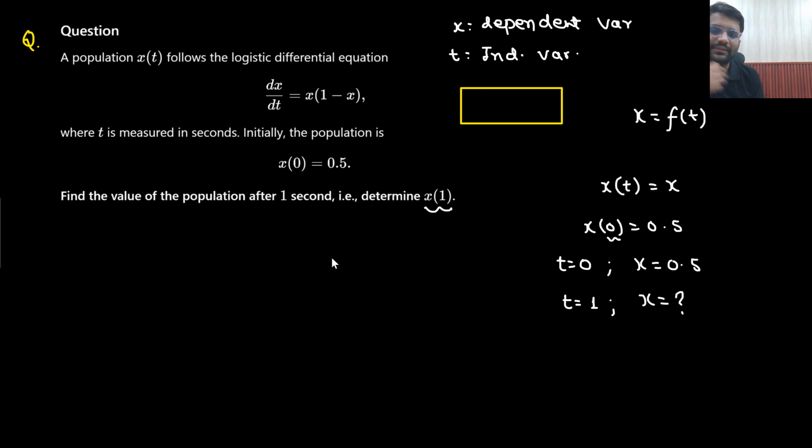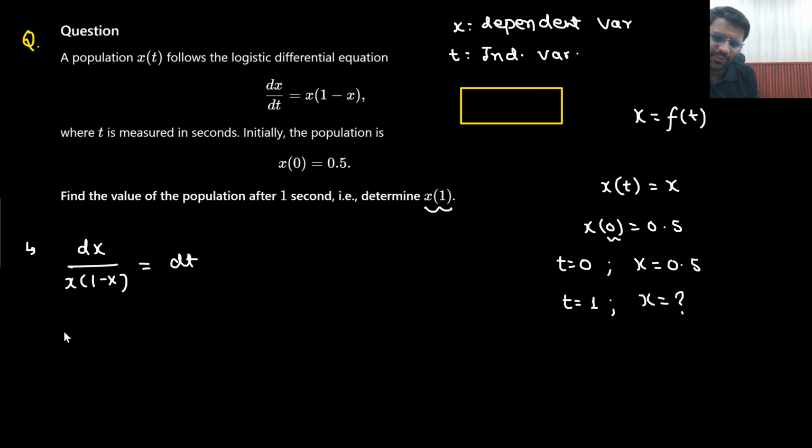Okay, let's get started. Variable separation, sir, I can directly see. What I can see? dx by dt is given. So dx, this will come downward. x into 1 minus x would be equal to dt.